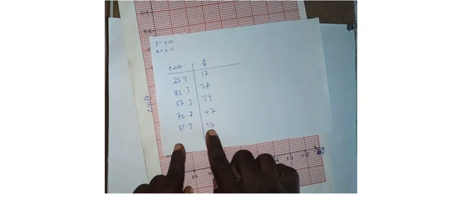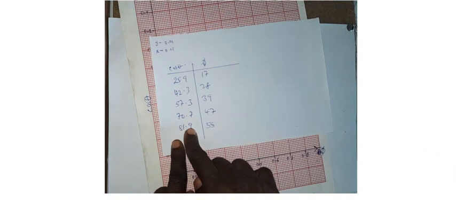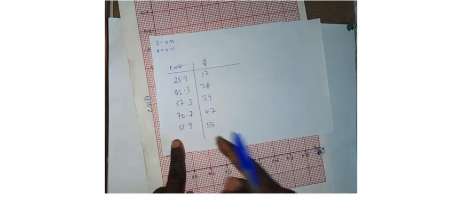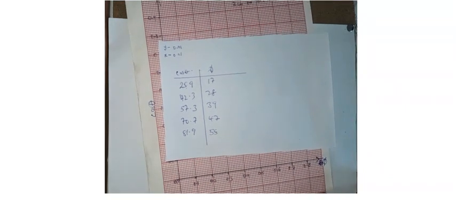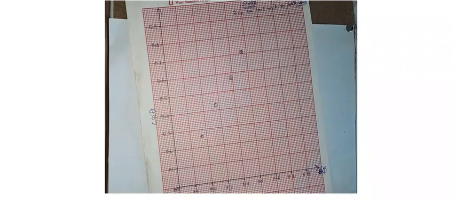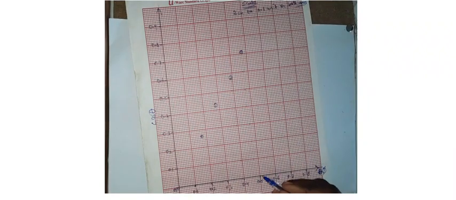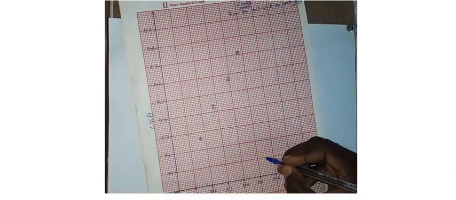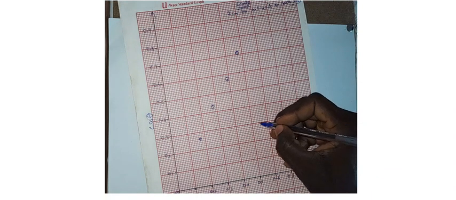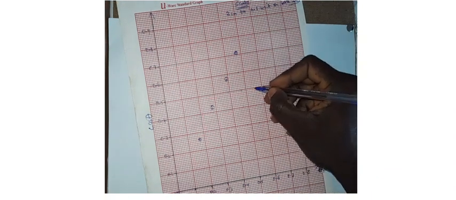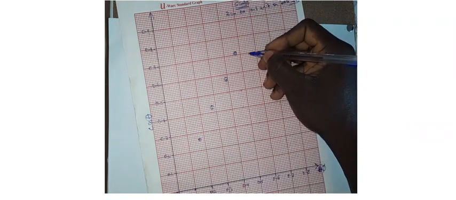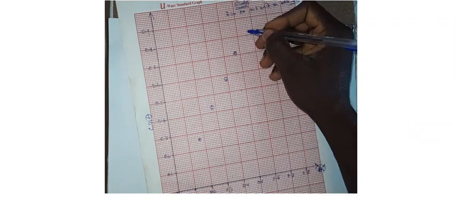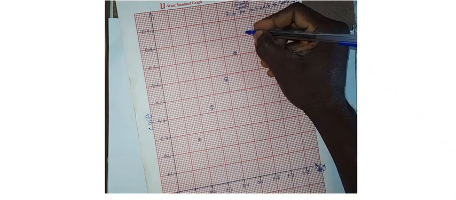Now the last one is 55 for 81.9, which is approximately equal to what? 82. So I'll go to 55 and go up to 82. Okay? So let's go there. 55. So this should be 50, 51, 52, 53, 54, 55. And we are going 82 upward. So this is 10, 20, 30, 40, 50, 60, 70, 80, 81, 82. I will not put it on the 82 directly. I'll put it very close to 82 and circle it.